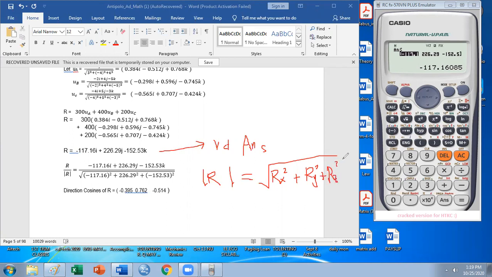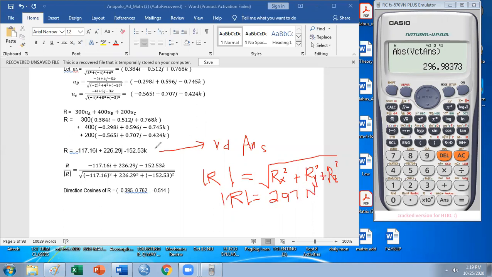So, what happens is, with the mouse, you just take the absolute value. Shift height, shift 5, the absolute value of vector answer. You see that the magnitude of the resultant will be what? The magnitude of the resultant is almost 296 or 297. 297 Newton.